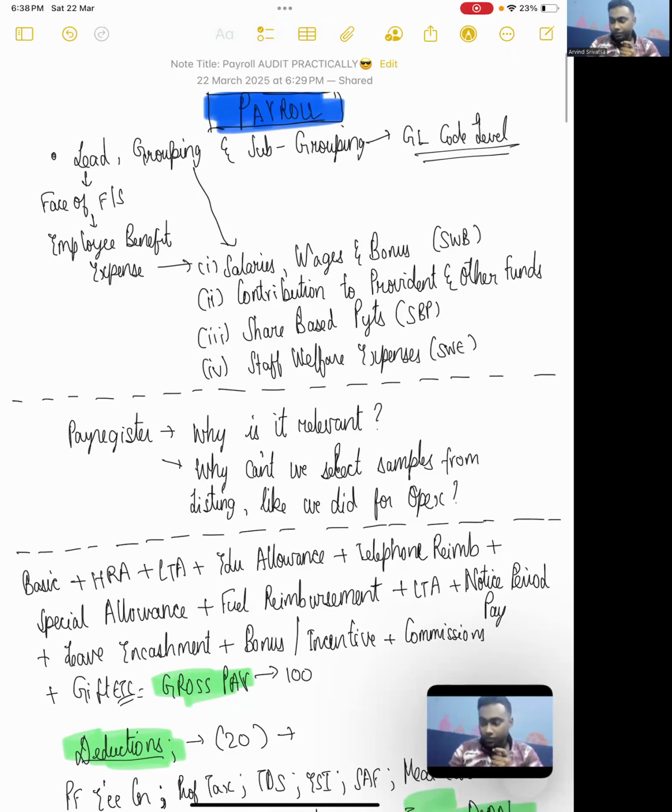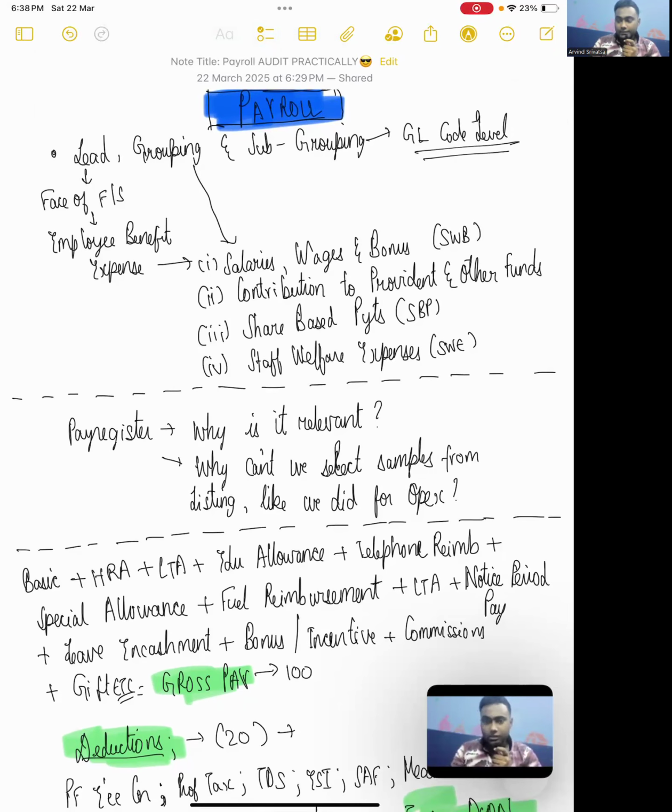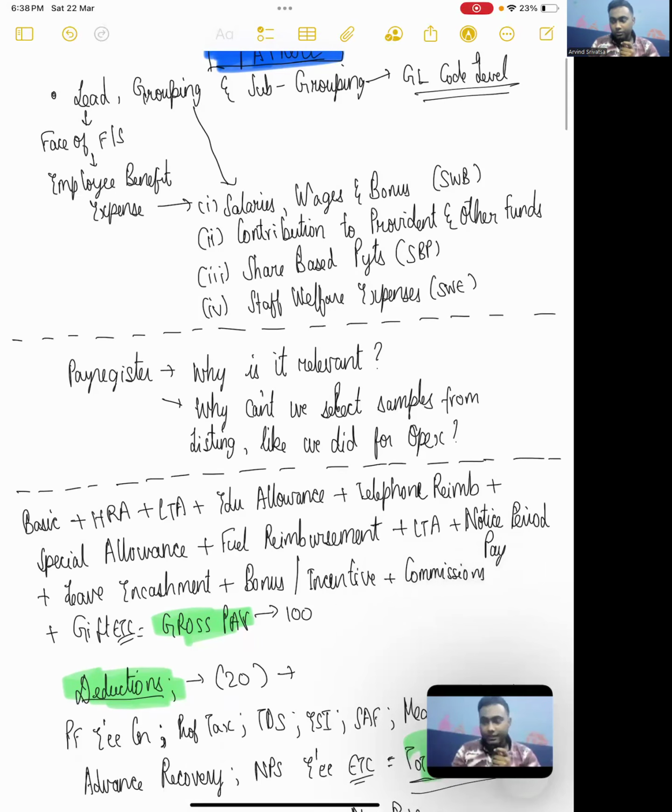So what we will try to do here is, we know that, let's say the amount of your gross pay as per your pay register is rupees 100, but the pay as per your salaries, wages, and bonus is rupees 80. This is not an exception. There might be certain reconciling items which we will look into later. So what is gross pay and why is it important? We will look at this.